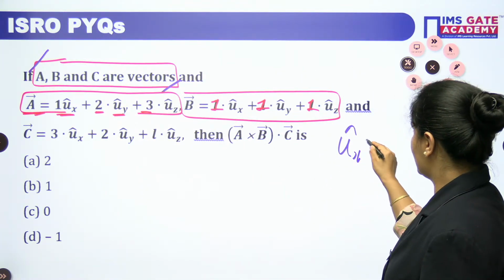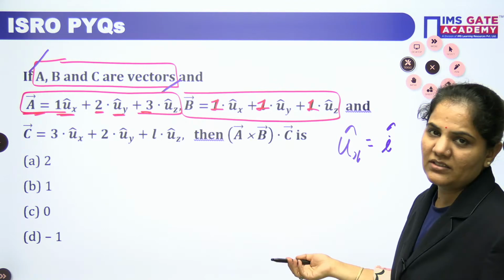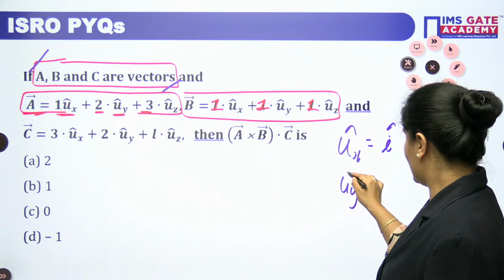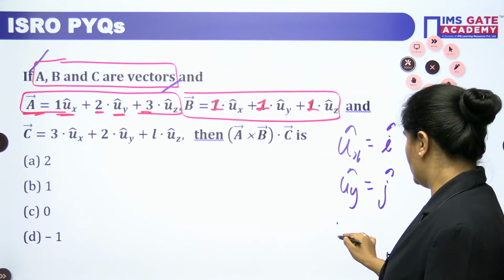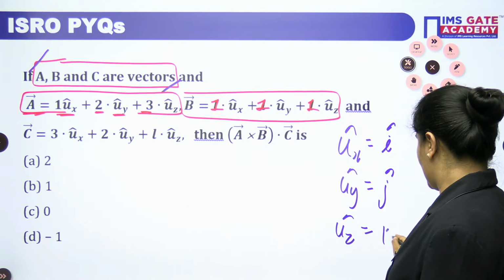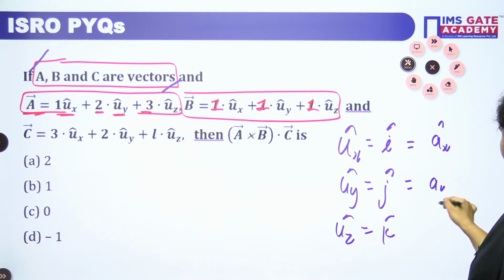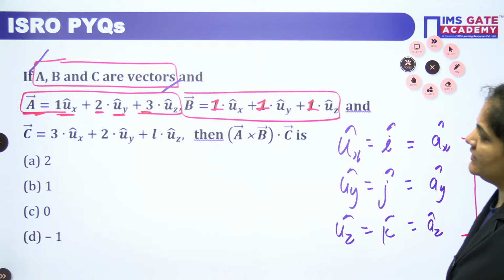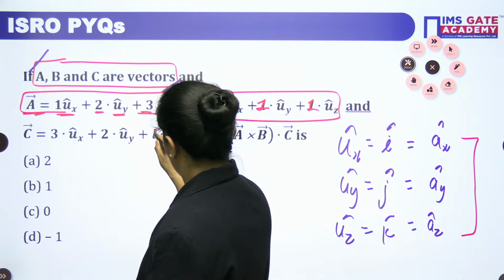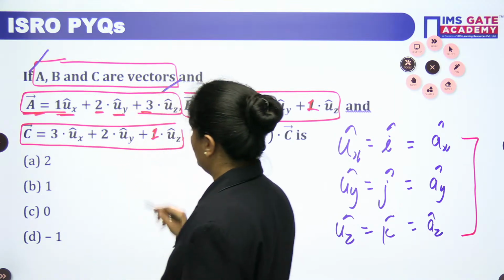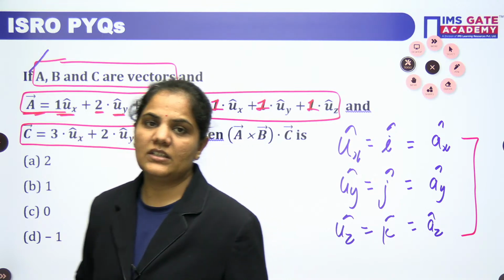The denotation ux cap is nothing but i cap, because this is denoting the direction only. Same here, uy cap is nothing but j cap, uz cap is nothing but k cap, for which we used to write ax cap, ay cap and az cap earlier, right? And C is also given to us: 3 i cap plus 2 j cap plus 1 k cap.